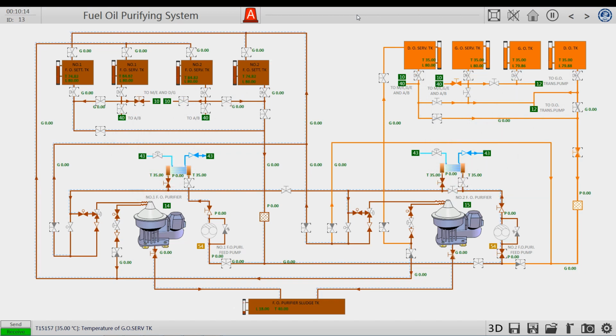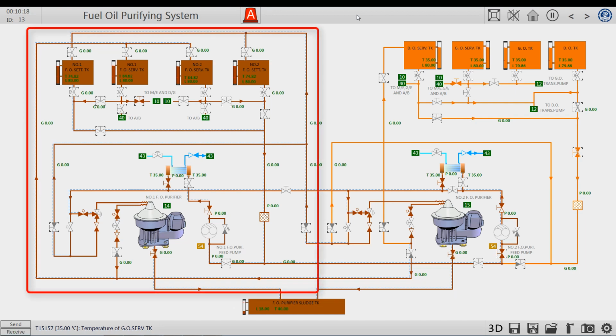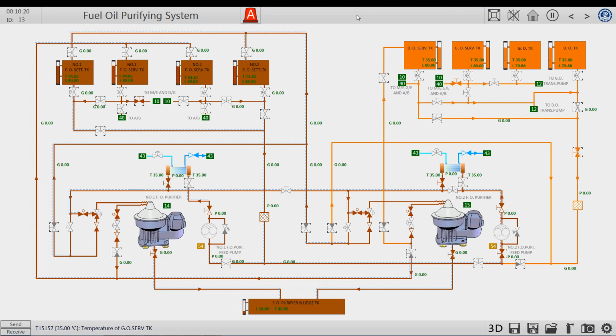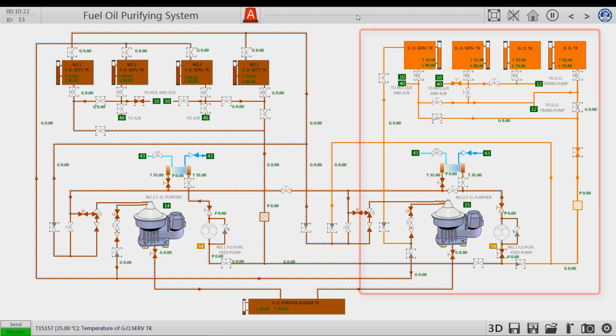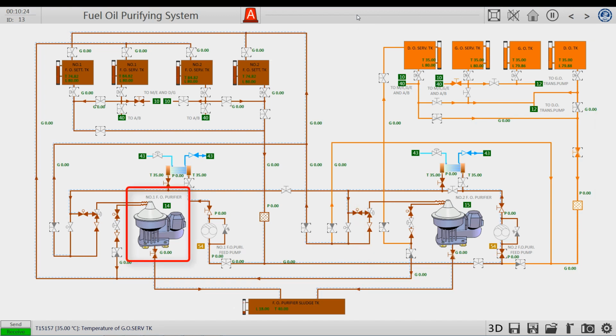In the page of the purifying system, the dark side is the heavy oil pipelines. The light color side is the light oil lines. Number 1 oil separator is a heavy oil separator. Number 2 oil separator can be used as both a heavy oil separator and a light oil separator. It can be used to separate heavy oil, and it can also be used to separate light oil.